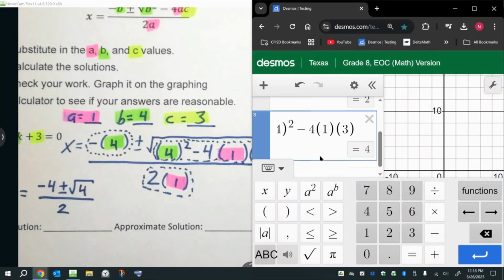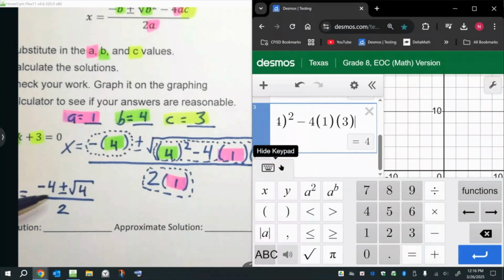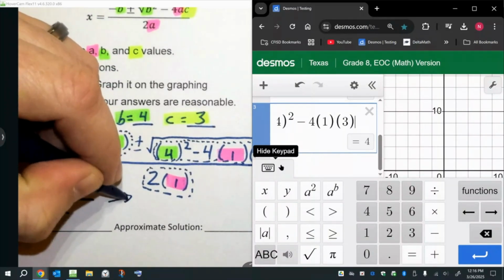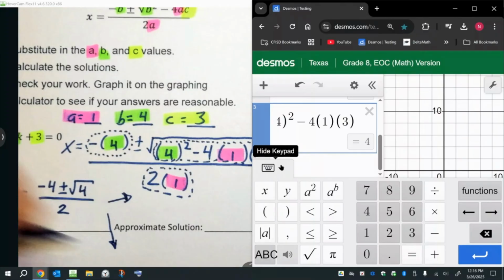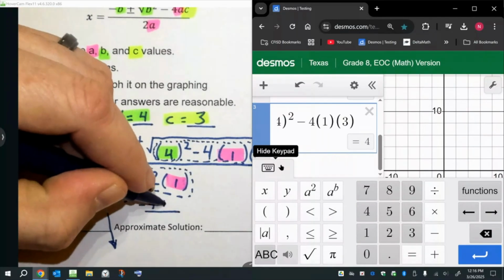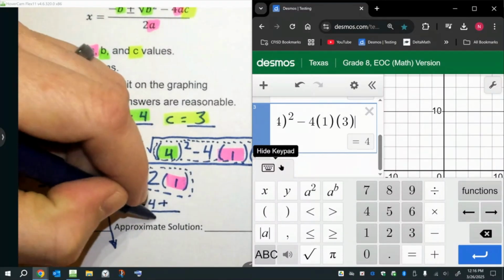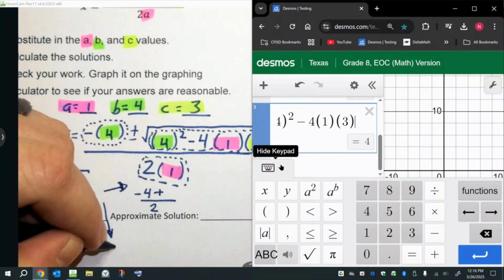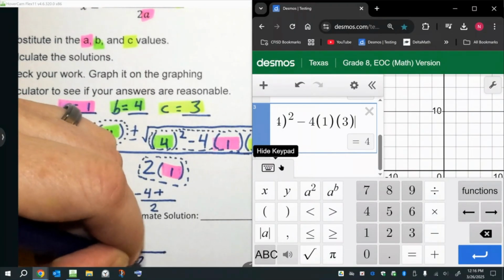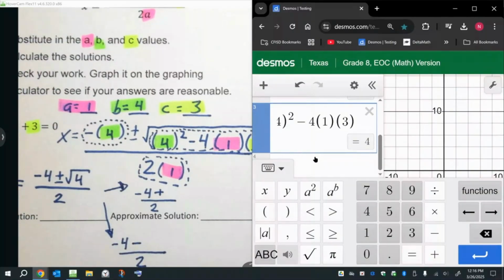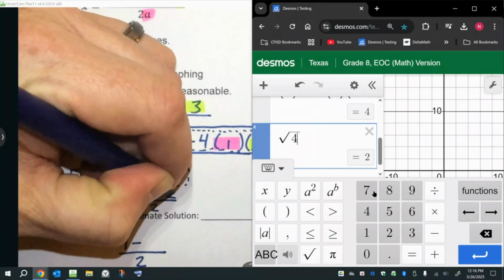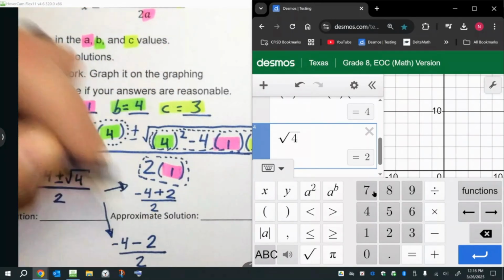So notice this plus minus thing. This plus minus tells us that we're going to actually have 2 answers. Our first answer is going to be negative 4 plus whatever the square root of 4 is over 2. And then we're also going to have negative 4 minus whatever the square root of 4 is over 2. So here's how we do this now. What is the square root of 4? Hey, that is pretty. It becomes 2. So I have positive 2 and negative 2.